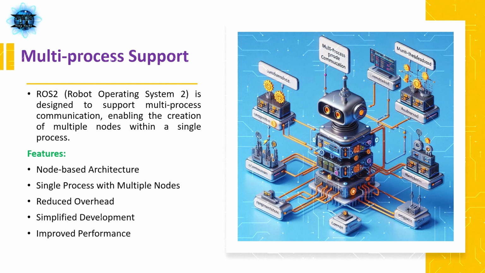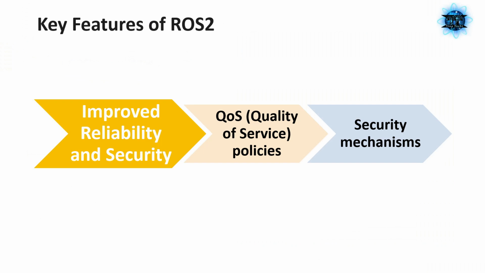So in simple terms, ROS2's multi-process support is like creating a more organized and efficient workspace for the different parts of the robot, making it easier to build, debug, and run smoothly. That is about multi-process support.